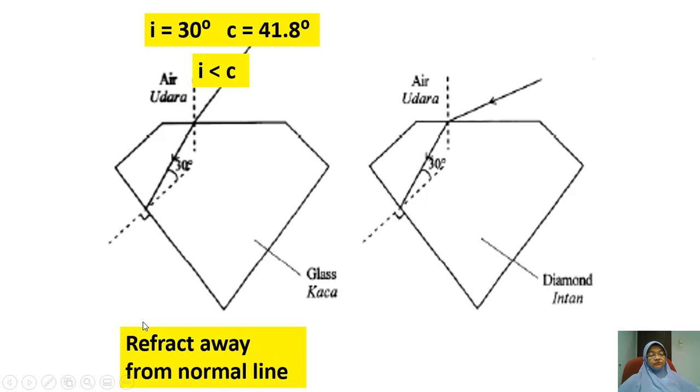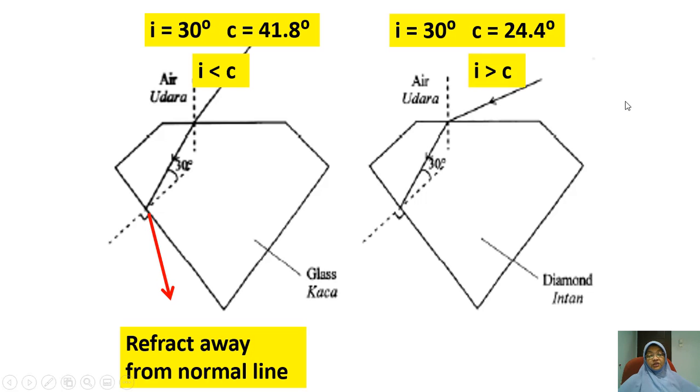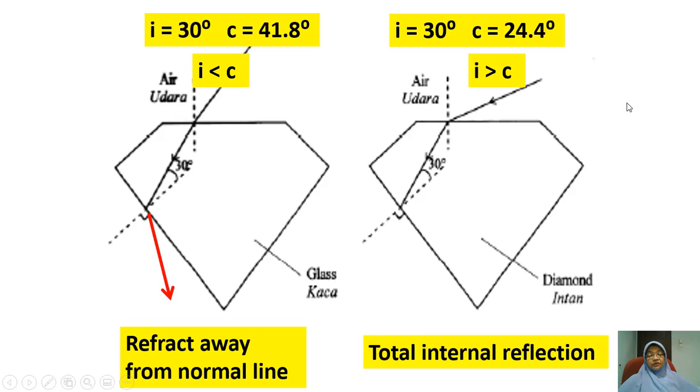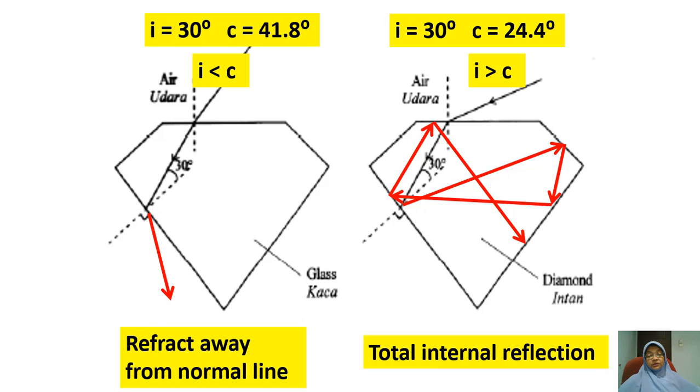With the same incident angle, what happens? This is 30 degrees. Glass is 42. So i is less than C: i is 30, C is 41.8, so it will refract away from the normal line. Like this. Now move on to diamond. i is 30 degrees, C is 24.4 degrees. Now i is larger than C, so there will be total internal reflection. Like this. So many internal reflections can occur in diamond.